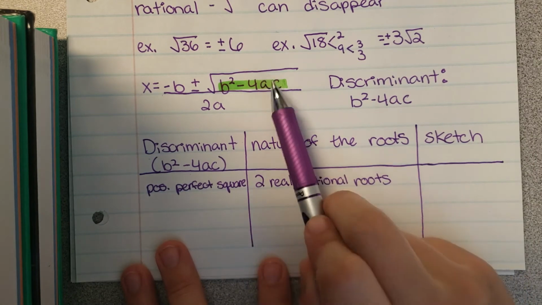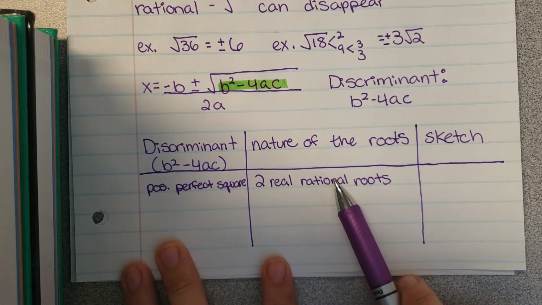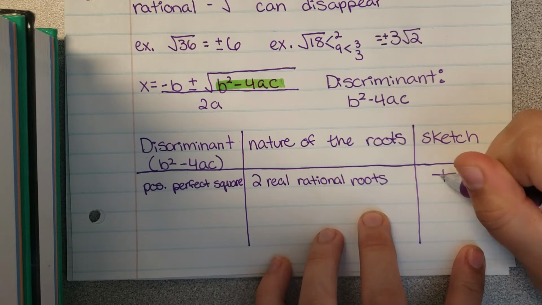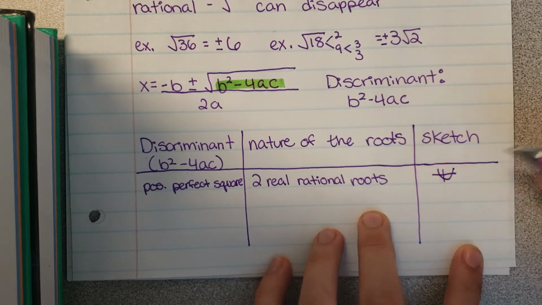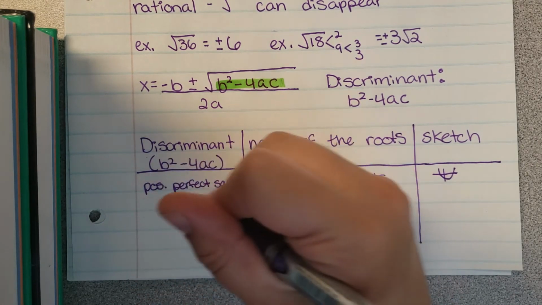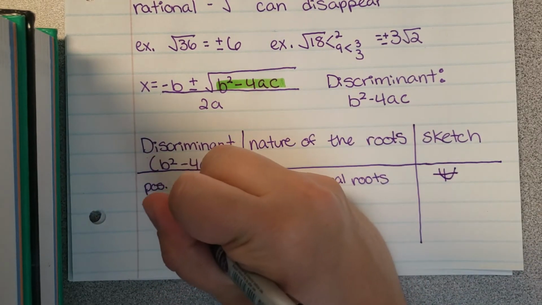Remember how the discriminant lives under the square root symbol? If it's a perfect square, that's what makes it rational, because then the radical can disappear. So a sketch of this might look like this. It's going to intersect the x-axis in two places. Now, another discriminant could also be positive, but a non-square.